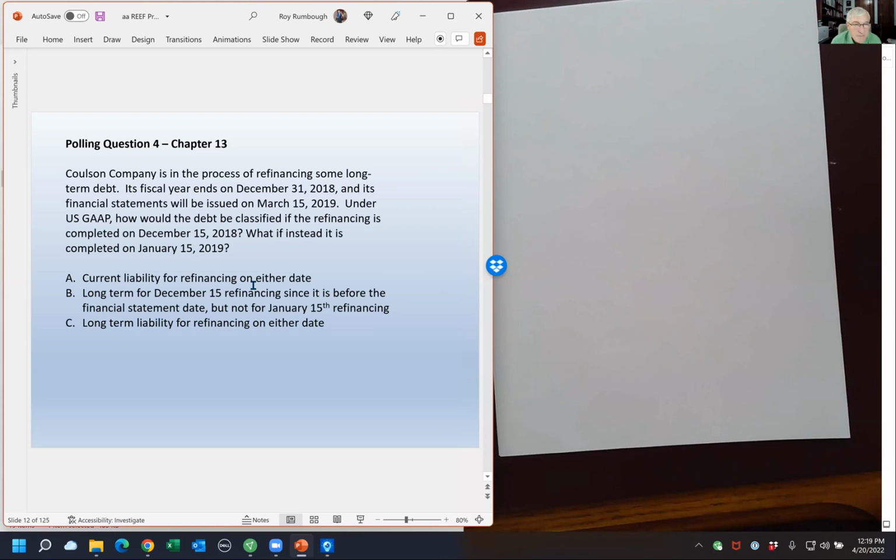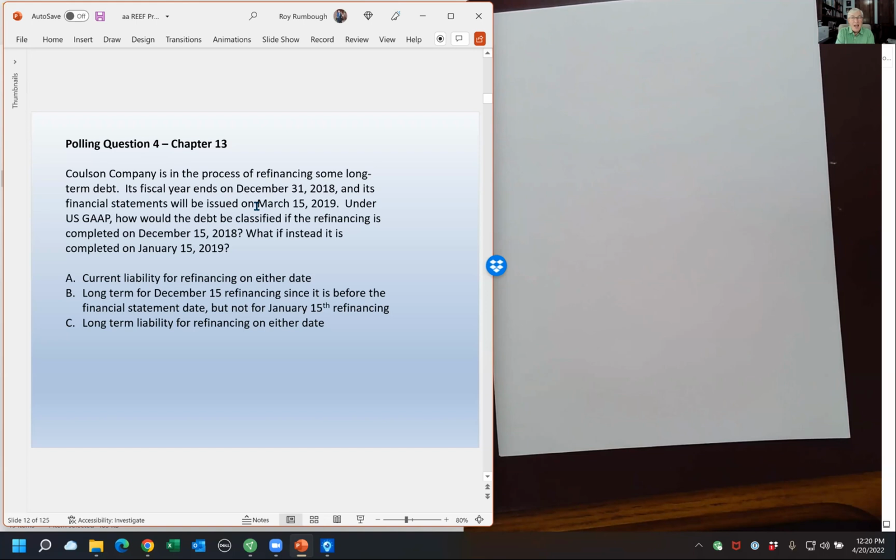Again, this Folsom company is refinancing some of its long-term debt. So some of it is probably due. However, how would the debt be classified if the refinancing is done before the year end, 12/15/2018, and some of it got refinanced January 15th, so after the balance sheet date? But guess what? Before the financial statement date.